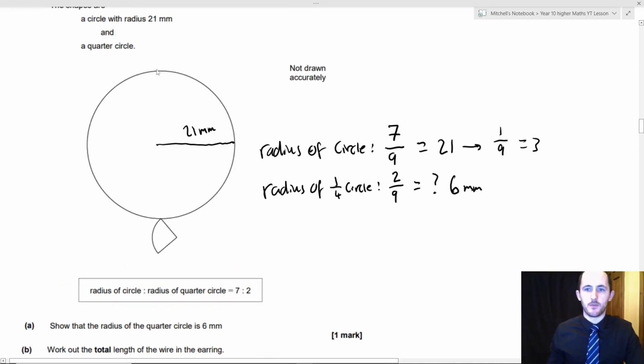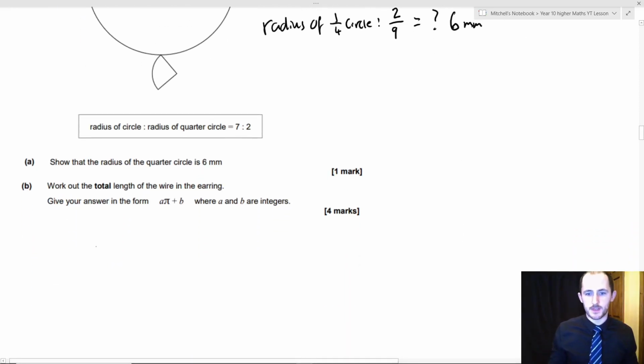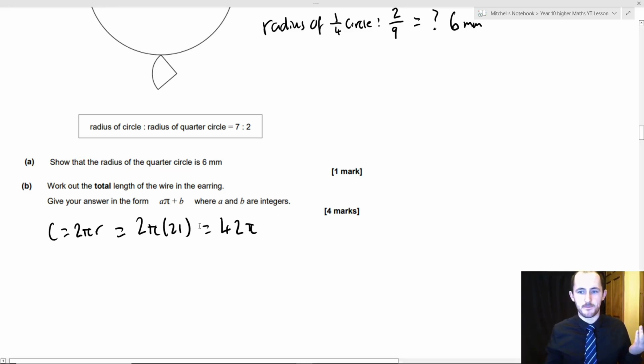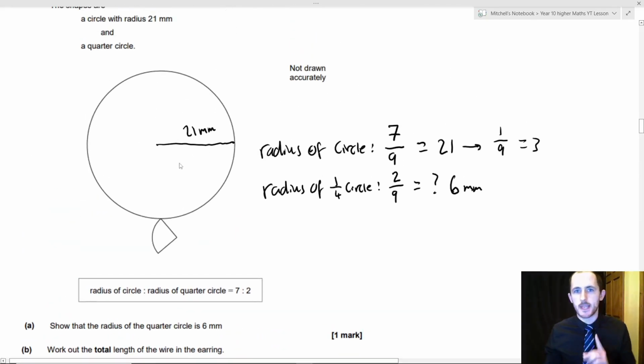Okay, so this line is wire, and this line here is wire, right? Now, the total amount of wire in this ring is just going to be the circumference of the circle. Now, the circumference of a circle, hopefully you already know, is 2 pi r. So, 2 pi times 21, which is just 42 pi. Not too bad, right? So that's the circle done. That was the easy bit.